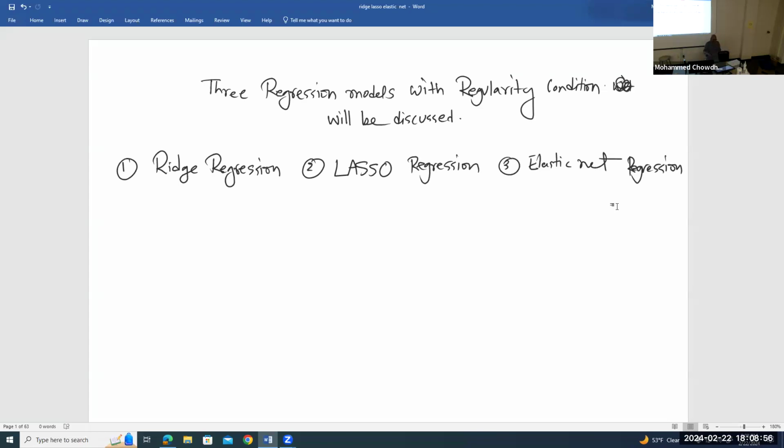These 3 regressions I am going to discuss. Their mathematical derivations will be discussed, all of these things. So first of all, let's discuss what is Lagrange multiplier.